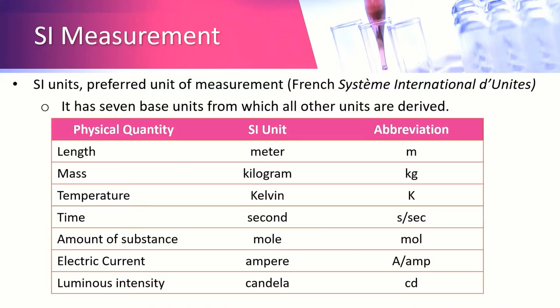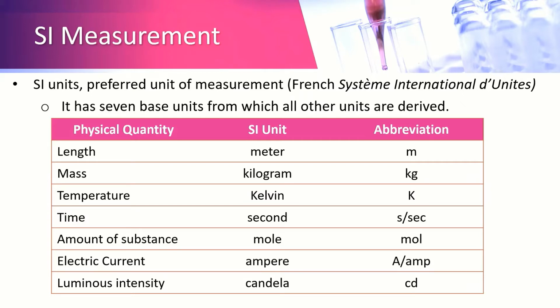The preferred unit of measurement is the SI units, from the French words Système International d'Unités. It has 7 base units from which all other units are derived. For physical quantity length, it has an SI unit of meter, abbreviated as m. For mass, it is kilogram, abbreviated as kg.